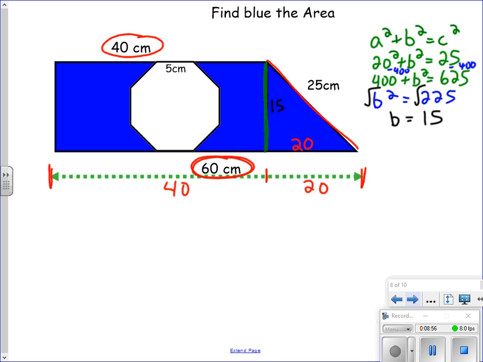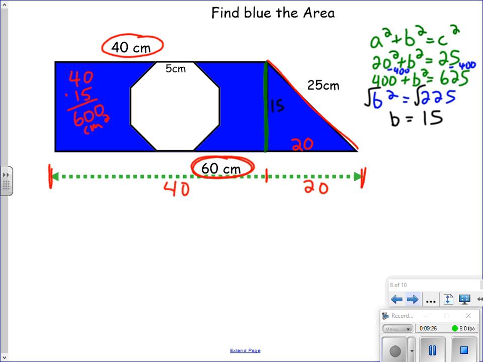Once we know that height, that's important, because now we can use the height to find the area of this rectangle. It's going to be 40 times 15. So that's 600 centimeters squared. That's this big blue rectangle. I'm going to have to subtract the area of the hexagon later on. Or is that an octagon? Yeah, it's an octagon. Okay, so I'm going to have to subtract the octagon after.